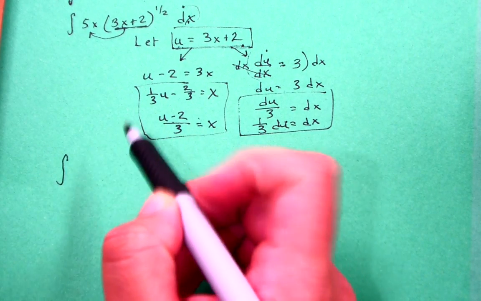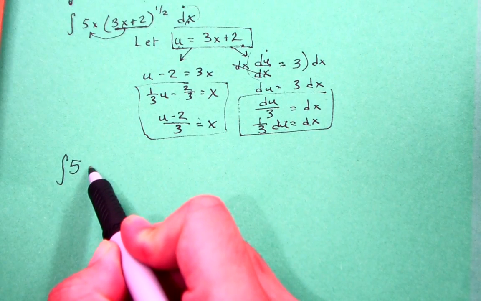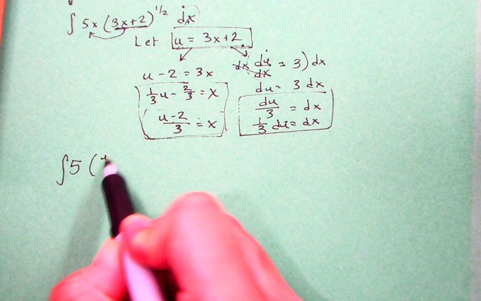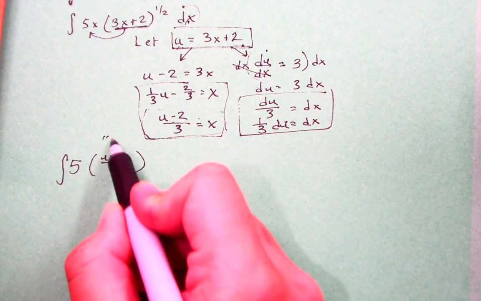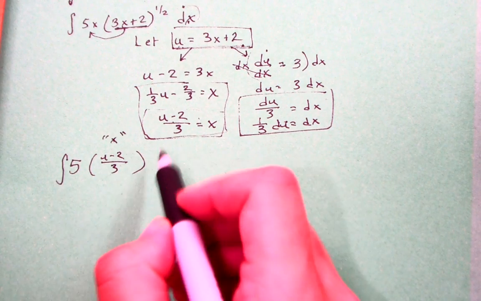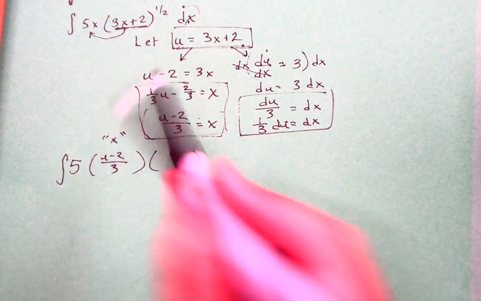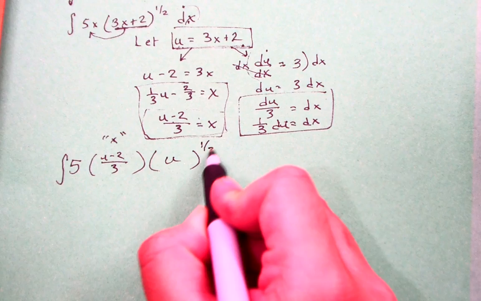5x, right, which is what we had as our first section here. The 5 I'm not going to replace, but I'm going to replace the x with, well, it looks like this is (U minus 2) quantity divided by 3. So that right here is simply what x used to be, right? Then I had the interior, which is 3x plus 2, and I'm, by definition, replacing that with U, and that's still raised to the 1/2.